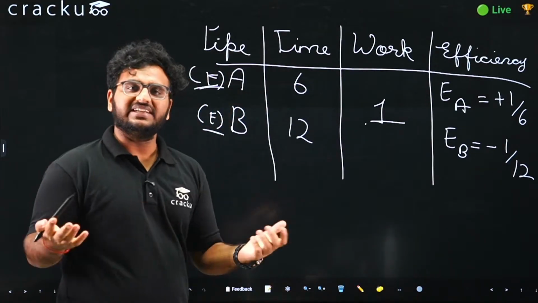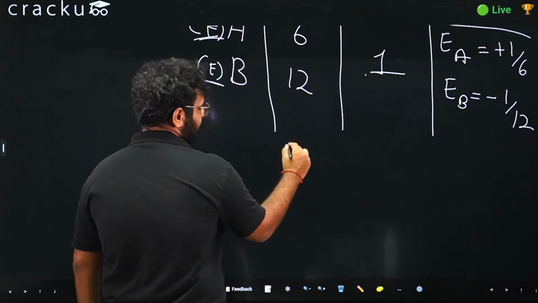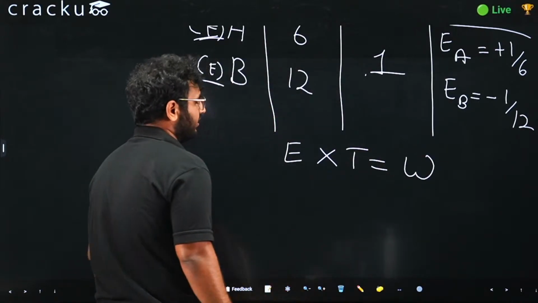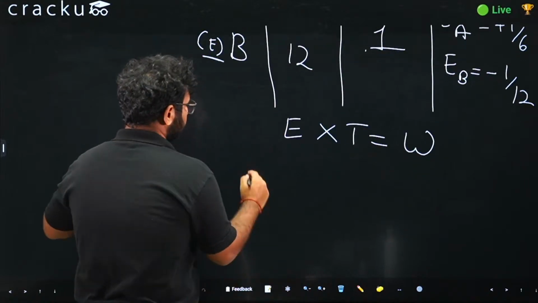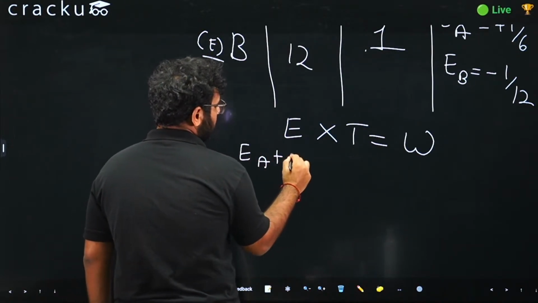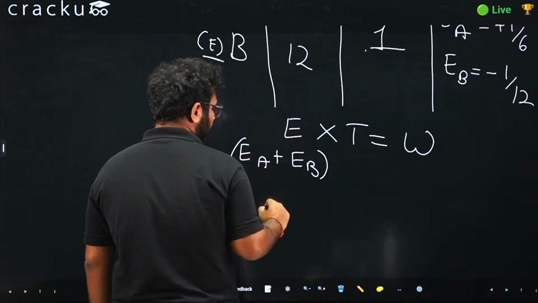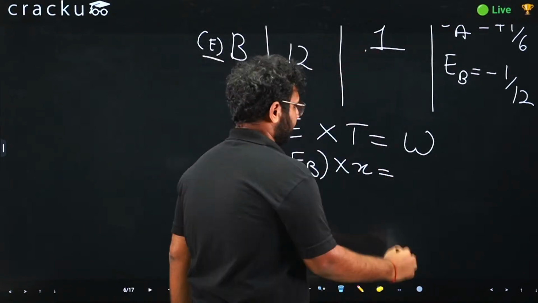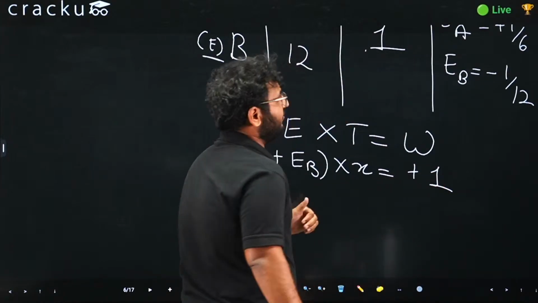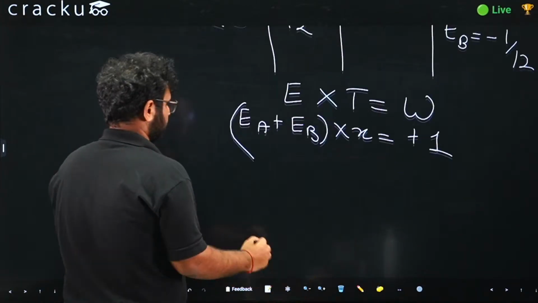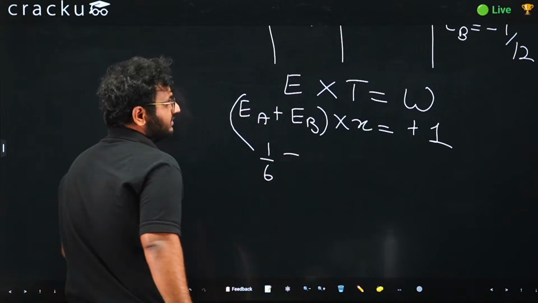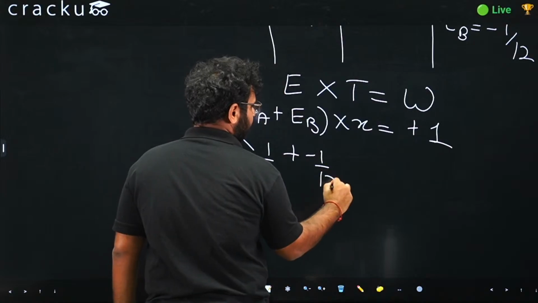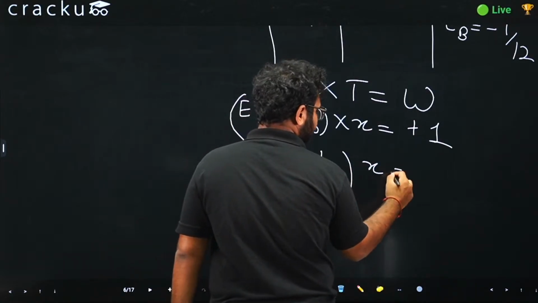Now, as we used to do, we know efficiency into time is equal to work done. Both of them are working together. So it is efficiency of A plus efficiency of B, into the time which we need to find, X, is equal to work, which is plus 1. Now efficiency of A is 1 by 6, so 1 by 6 plus efficiency of B, which is minus 1 by 12, into X is equal to 1.